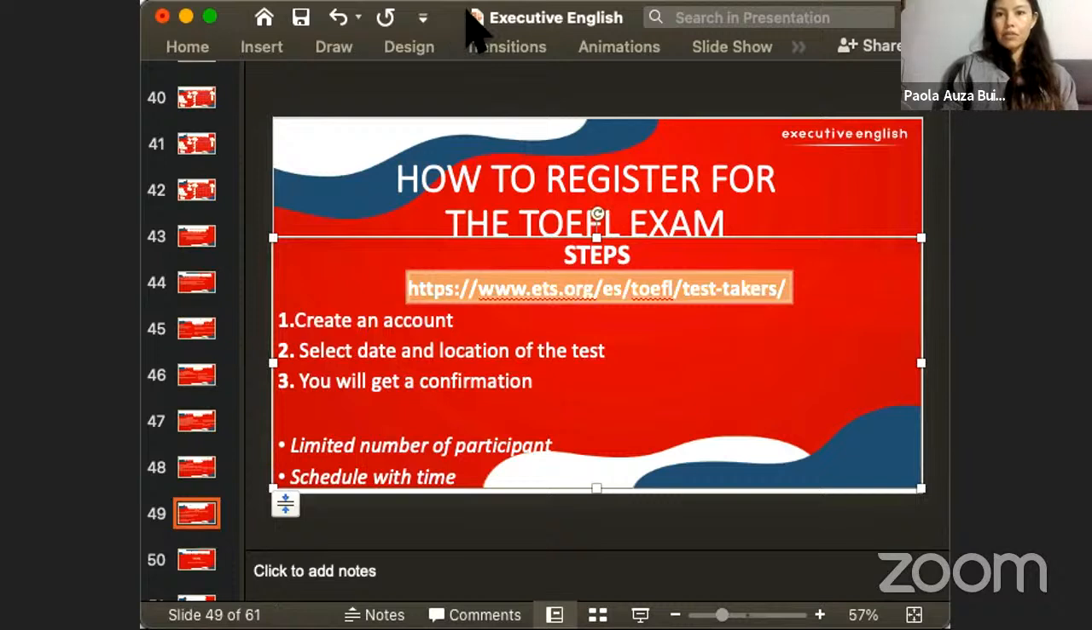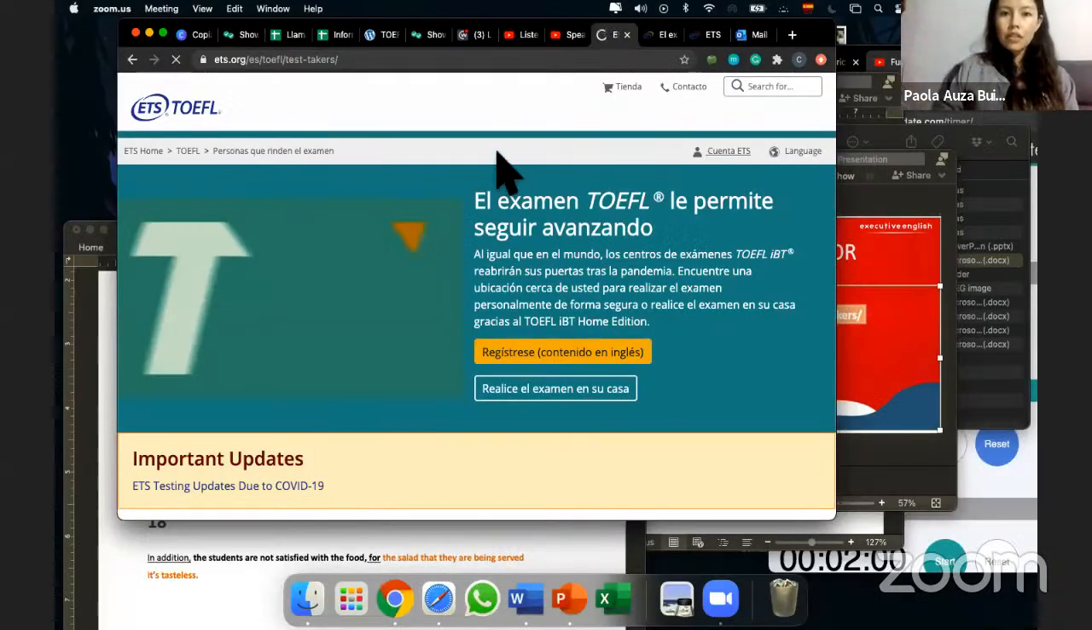Vamos a ver los pasos para inscribirnos. Les voy a pasar el link por el chat, si quieren revisar, para ir bien tal vez a la par mientras vamos haciendo el ejercicio de cómo inscribirse. Ok, entonces yo les voy a compartir mi pantalla. Ok, there. Sorry.